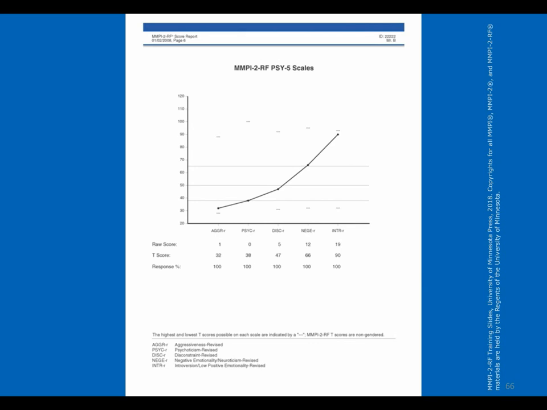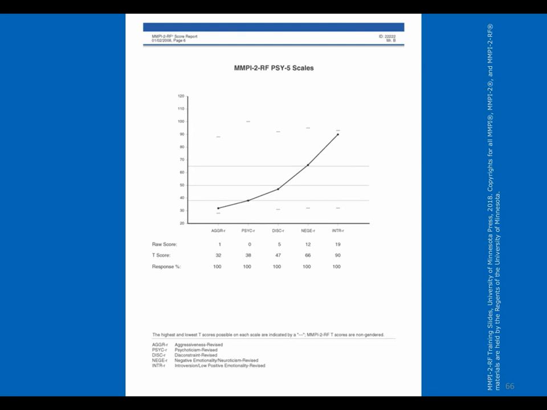We see two high score elevations on negative emotionality as well as introversion. Both of these scales will have been interpreted in the context of the emotional dysfunction domain. Next, we see a low score interpretation for aggressiveness. This scale would have been interpreted along with the low score on RC9 because both of those scales are in the behavioral dysfunction domain. And then finally, we see a low score elevation on psychoticism.